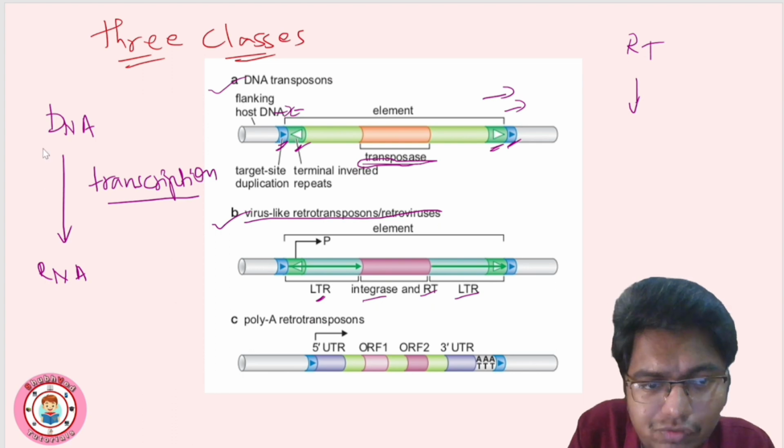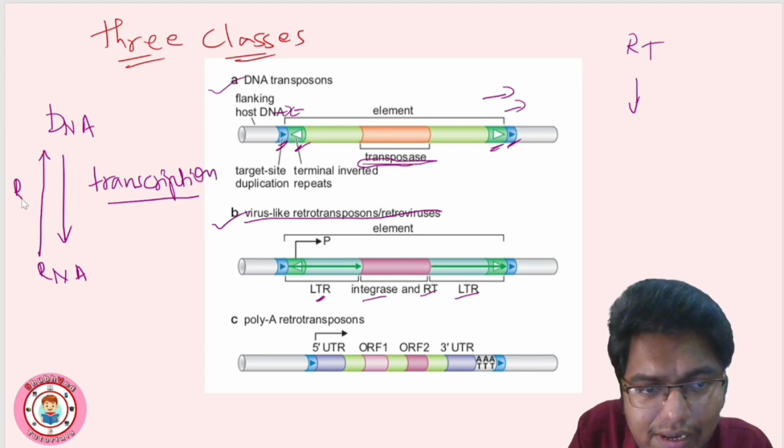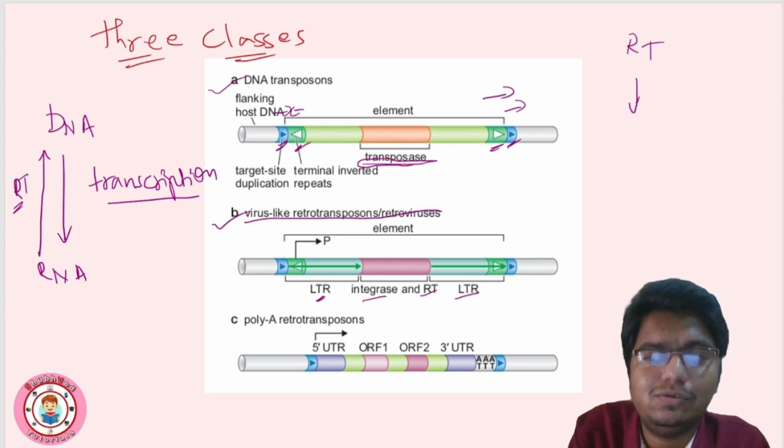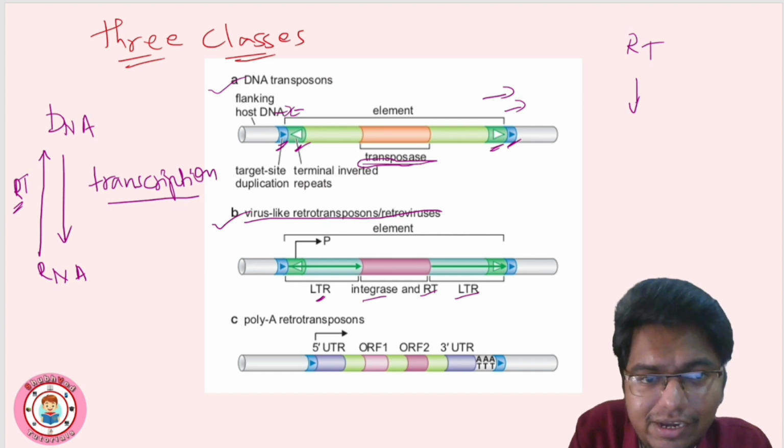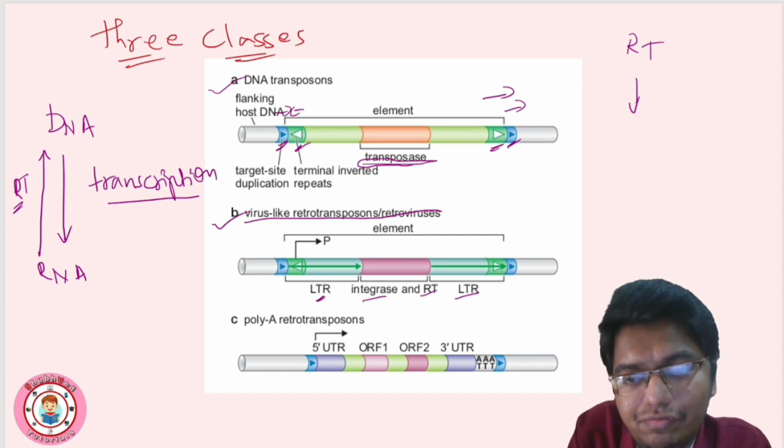Now from RNA to DNA. RNA to DNA is called reverse transcription. Reverse means what? Ulta. Right? Reverting the process of transcription. So this is a reverse process of transcription: making DNA from RNA.